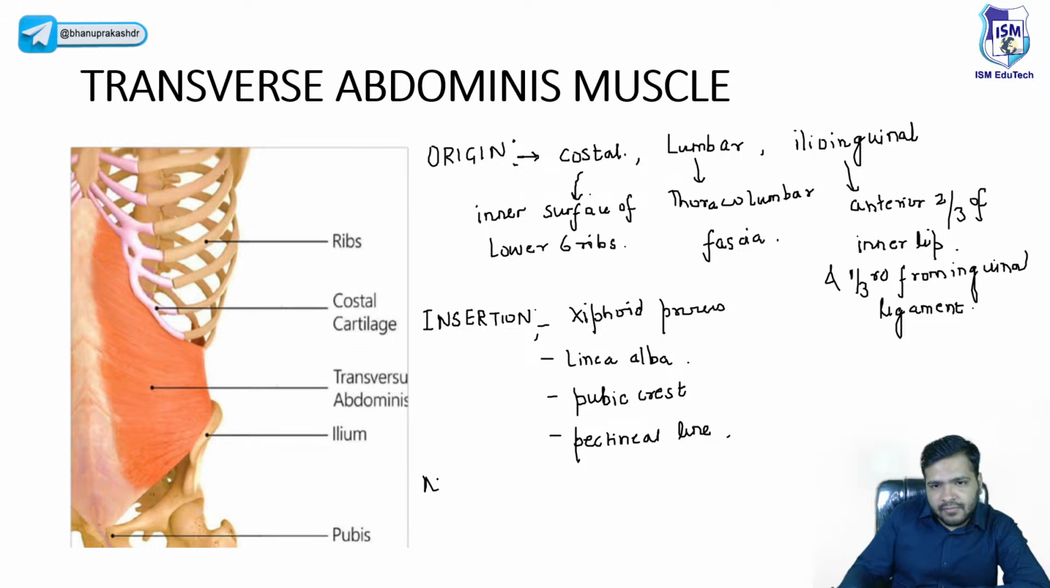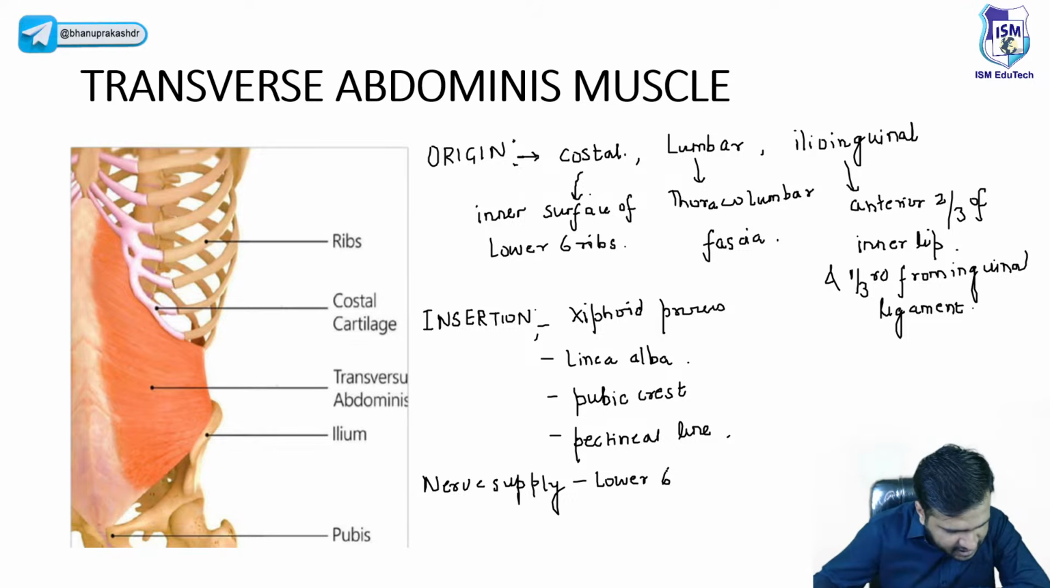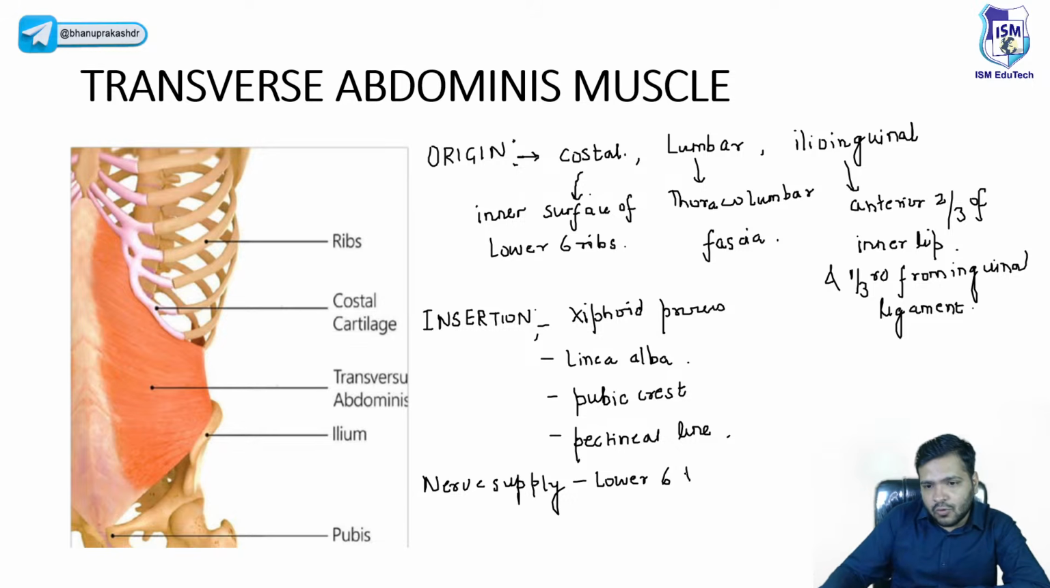Coming on to the nerve supply, beta, it is again the same. Nerve supply, lower six. Yes, white line, very good, Surveen. Hitler, fun mode, very good, guys. Nerve supply remains the same, that is the lower six thoracic nerves.